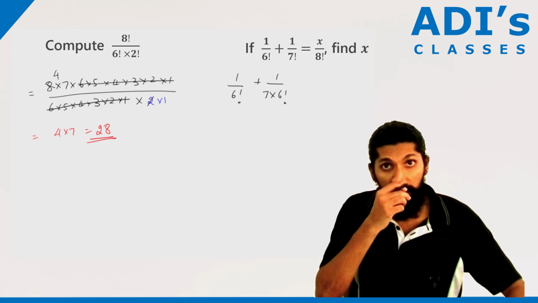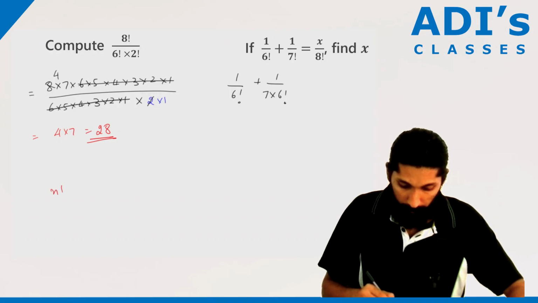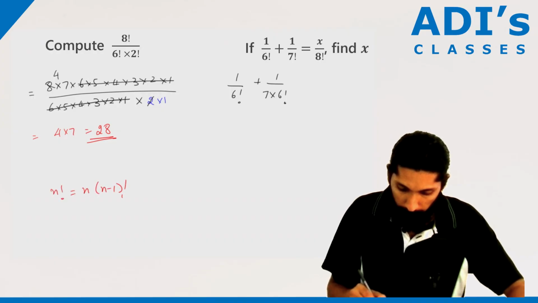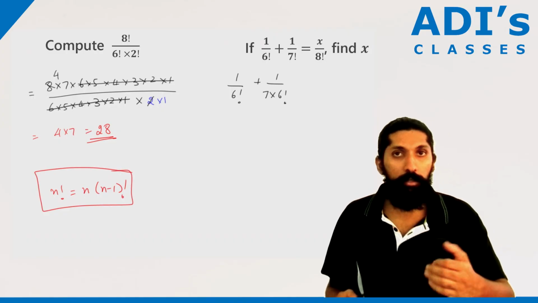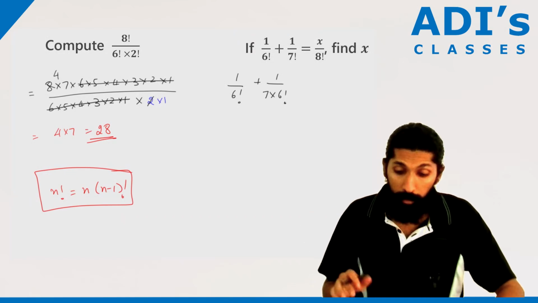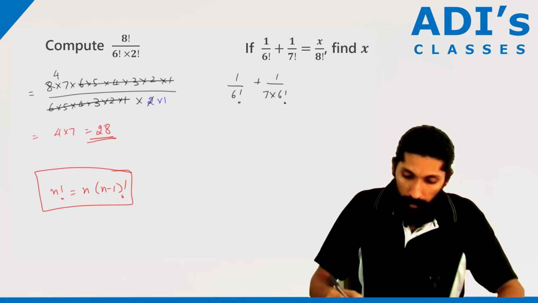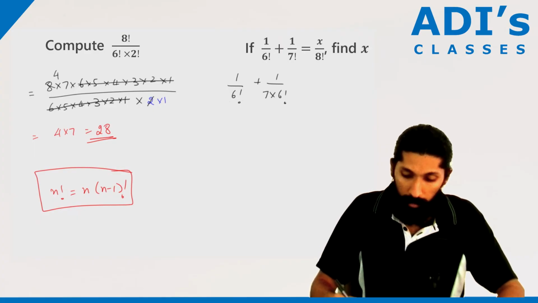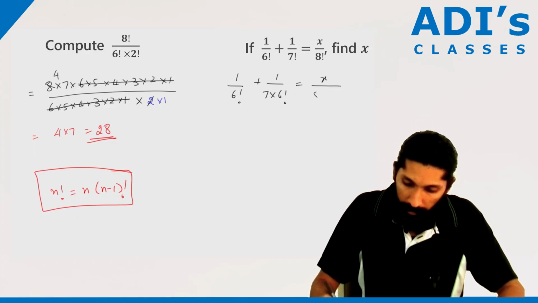See this one, you have 1 by 6 factorial plus 1 by 7 into 6 factorial. Think about it. Because if you have n factorial, this can be written as n into n minus 1 factorial, correct? Please make a note of this particular formula. n factorial is n into n minus 1 factorial. We are going to make use of this in solving the second problem. So 1 by 6 factorial plus 1 by 7 into 6 factorial is x divided by 8 into 7 into 6 factorial.